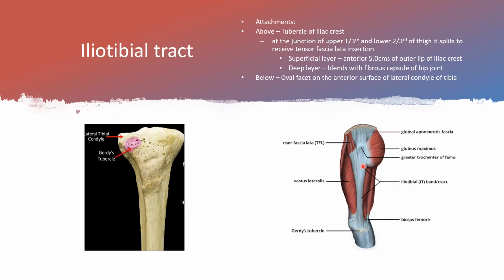That means the tensor fascia lata is inserted into the iliotibial tract, and that part of iliotibial tract superficial to it, that is the superficial layer, is attached to the anterior 5 centimeters of outer lip of iliac crest, whereas the deep layer that is passing deep to the tensor fascia lata blends with the fibrous capsule of hip joint.